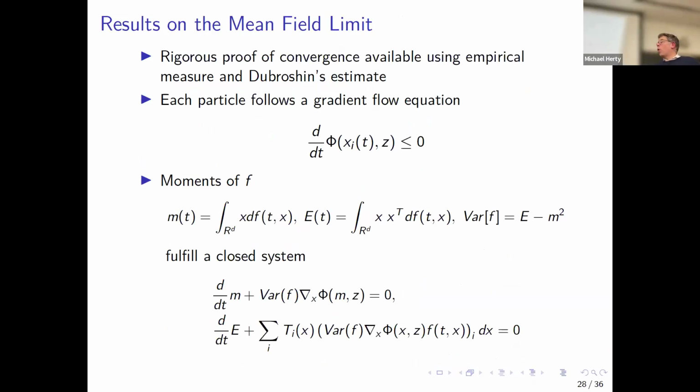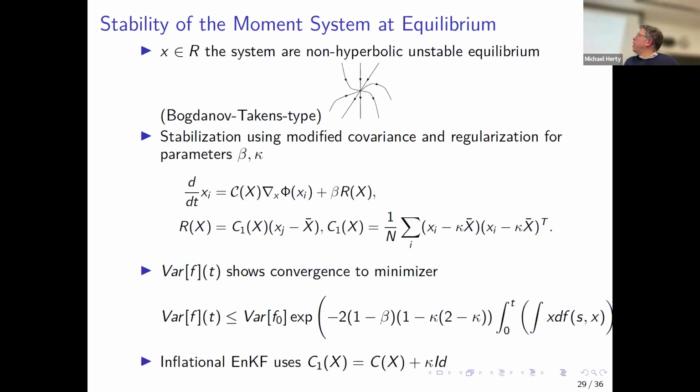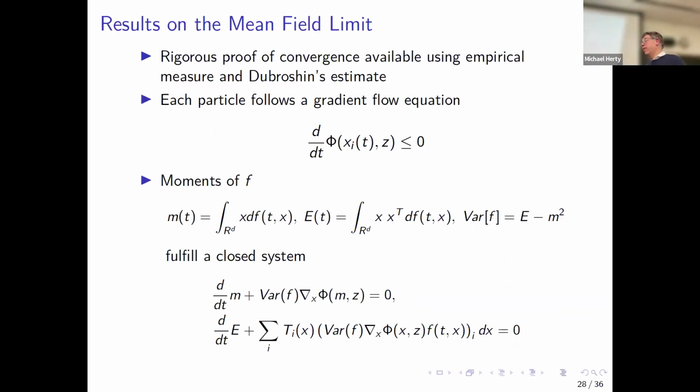So you can derive a moment system. You can just integrate this equation against x and x transposed, and you get an equation like that. In this case, if G is linear, you can also close this. So it will be an explicit system in m and E. And then you can look at the stability of this system. It's just an ODE system.